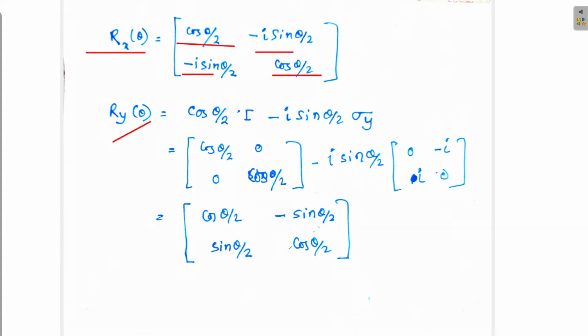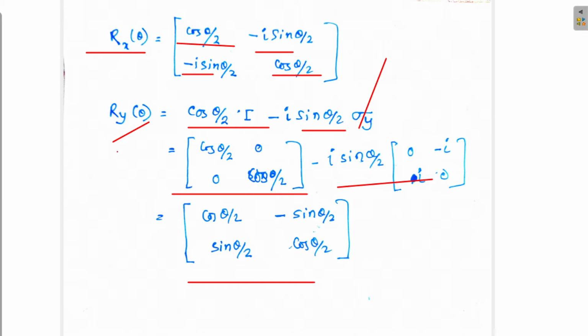Similarly, if we are going to calculate the rotation matrix about the y-axis, we will just write it in a similar way, just replacing sigma x with sigma y. So this is very simple. After simplification, we can write this matrix like this, okay? So the final rotation matrix about the y-axis can be written like this: cos theta over 2, minus sin theta over 2, sin theta over 2, and cos theta over 2.